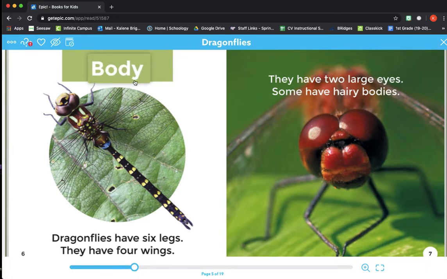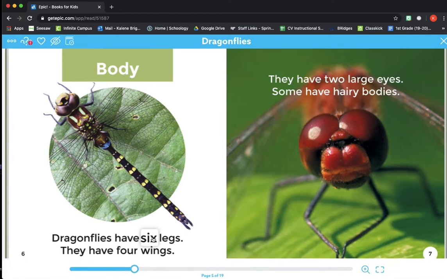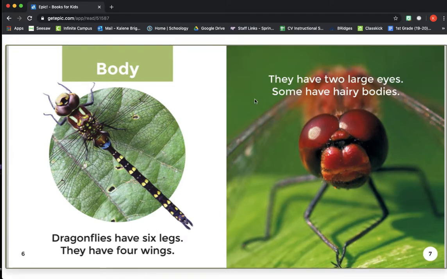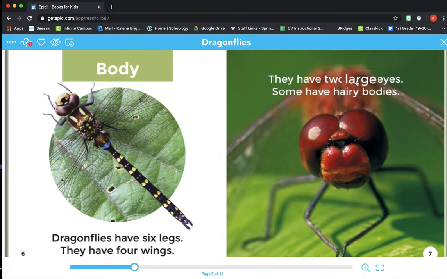Here we're going to learn about the body. Dragonflies have six legs. They have four wings. They have two large eyes. Some have hairy bodies.